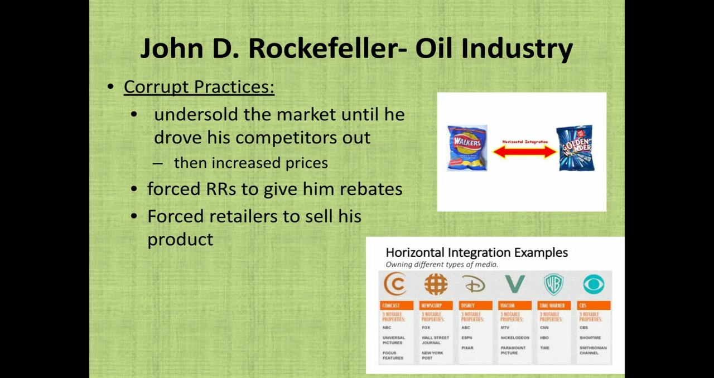He also forced railroads to give him rebates to transport his products. And if they didn't, then he would buy his own railroad, which he actually did. And he forced retailers to sell his product. So again, these were some of the things that Rockefeller did that some people thought were pretty corrupt. Forced retailers to sell his product and only his product, not other similar products. So that's just one of the ways that he went about doing business.